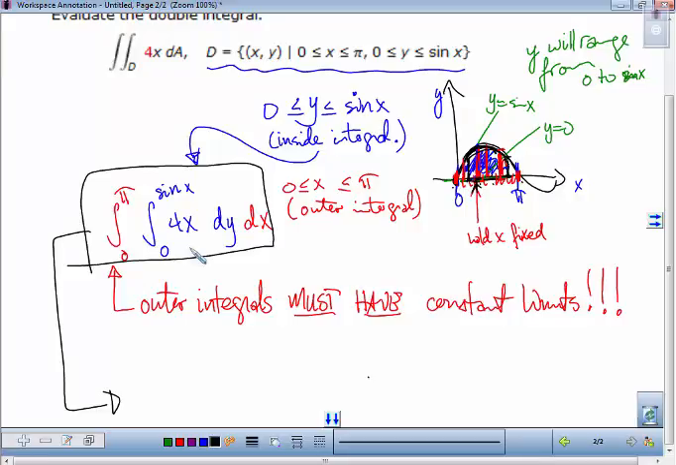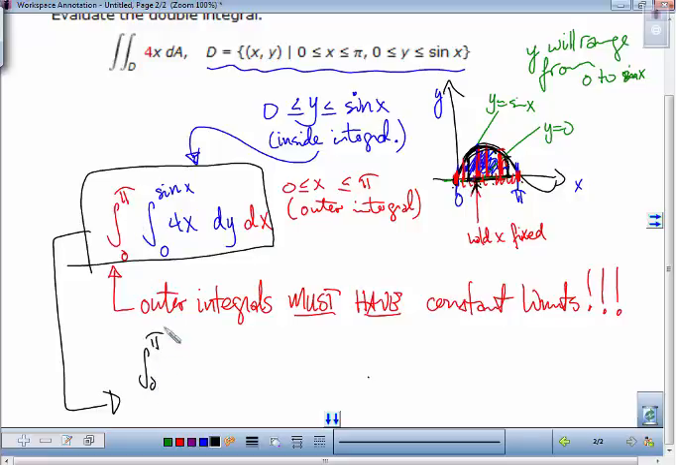Like I said, in the previous section we had constant limits and rectangular regions. Those are really nice parameters for us, but that's not going to happen all the time. If it doesn't, you can't split this up into two integrals. You can still take this 4x out of the integral with respect to y, but you can't split it because you have a sine x as an upper limit. So let's just take this integral.